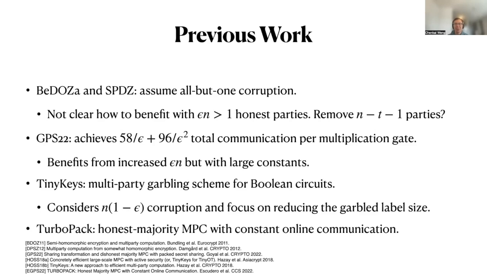Another work is GPS22. It achieves 58 over epsilon plus 96 over epsilon squared total communication per multiplication gate. Similar to us, its communication cost benefits from the increase of honest parties, but the cost comes with large constants. There is another line of work on multi-party garbling protocols, like Tiny Keys, and they work for Boolean circuits only. They also consider n multiplied by 1 minus epsilon corruptions, but they focus on reducing the garbled label size during the preprocessing phase. And the last is SuperPack, which is the honest majority MPC protocol with constant online communication. This is also a starting point of our protocol, but it only works for the honest majority setting.